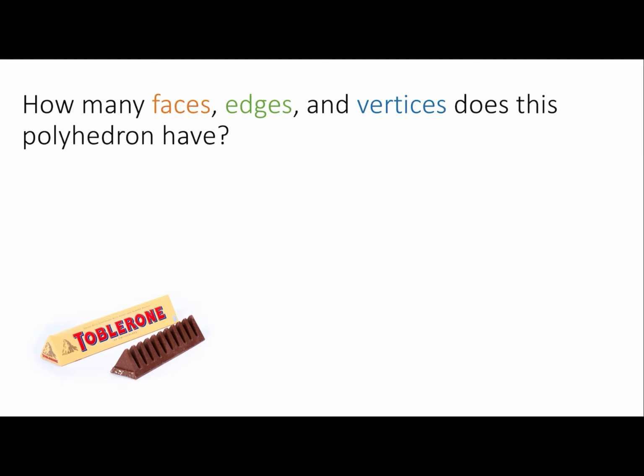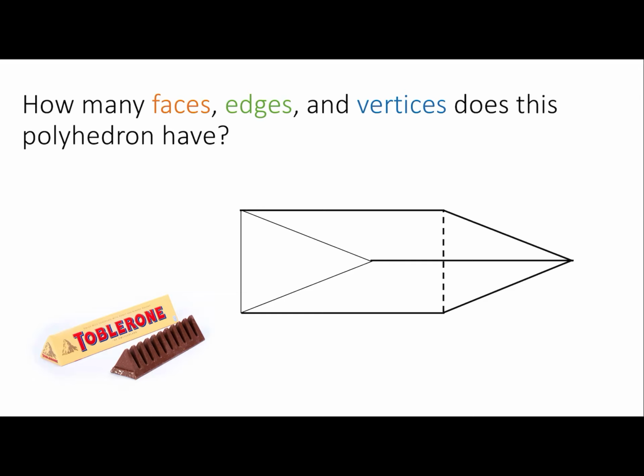So how many faces, edges, and vertices does this polyhedron have? We're going to look at something that looks like a Toblerone candy bar. So here we go. We need to find the faces. Well, first of all, we have a triangle for a base and another triangle for a base. So there are two triangular bases and then three other faces, one to the back, one to the bottom, and one that's facing us. So we have a total of 5 faces.